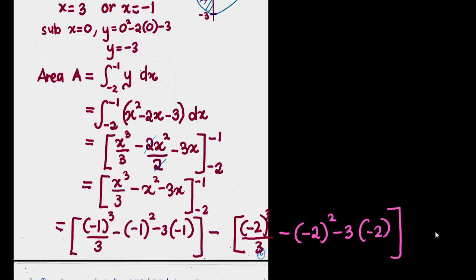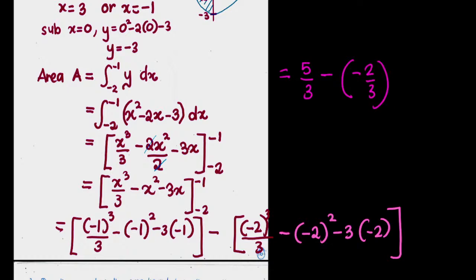The first one is negative 1 over 3 minus 1. Then it's plus 3. So I'm getting here, this one is 5 over 3. Minus the behind one: negative 2 cube is negative 8, so negative 8 over 3. Then minus with 4. Then plus with 6. So it's negative 2 over 3. Minus negative 2 over 3.